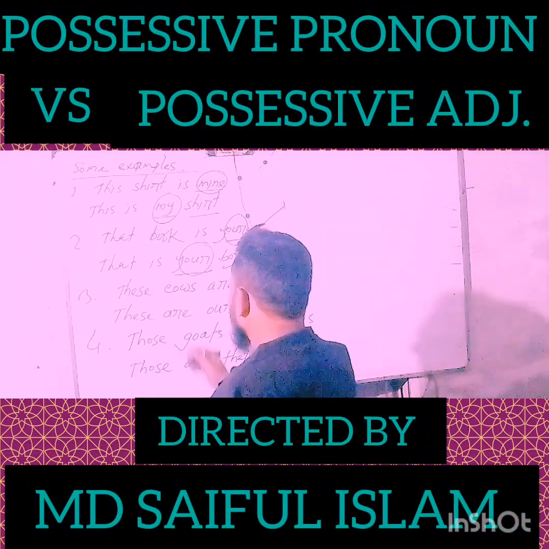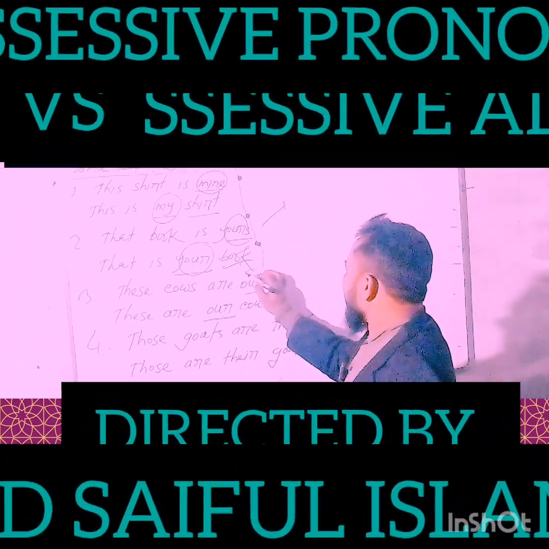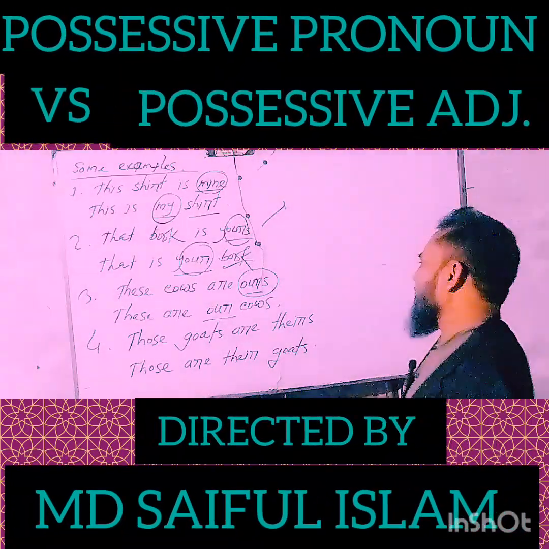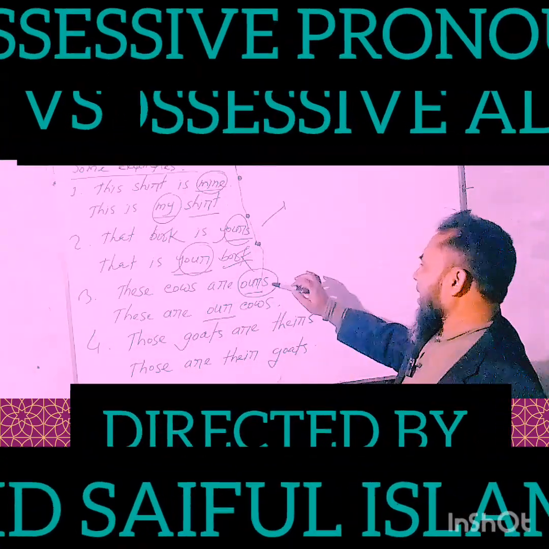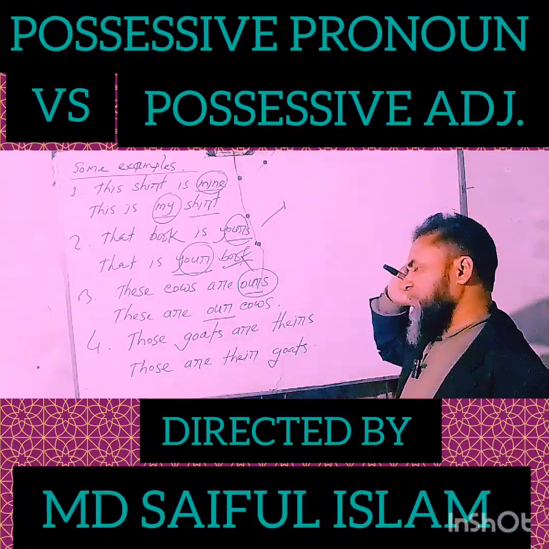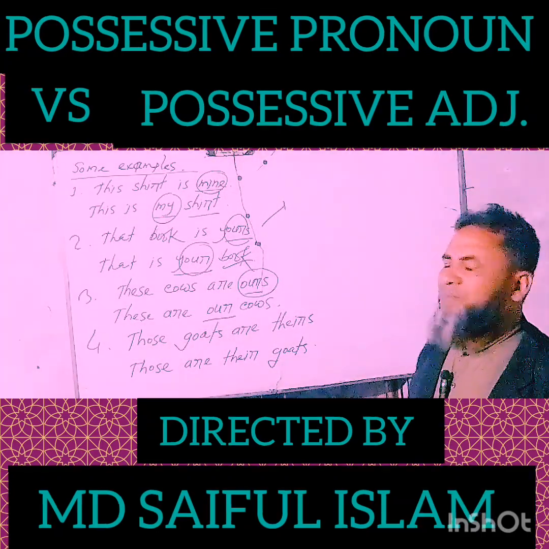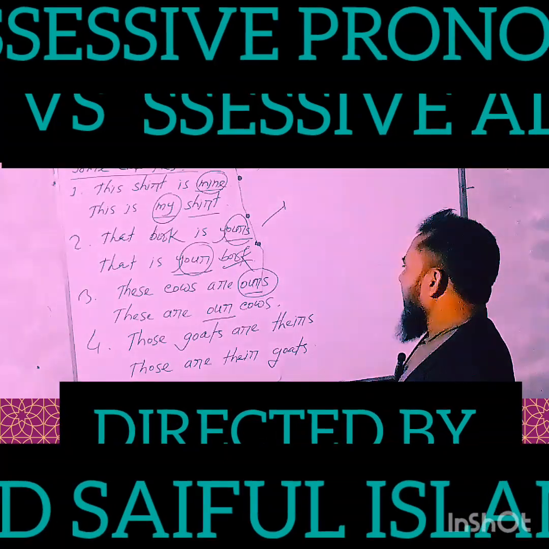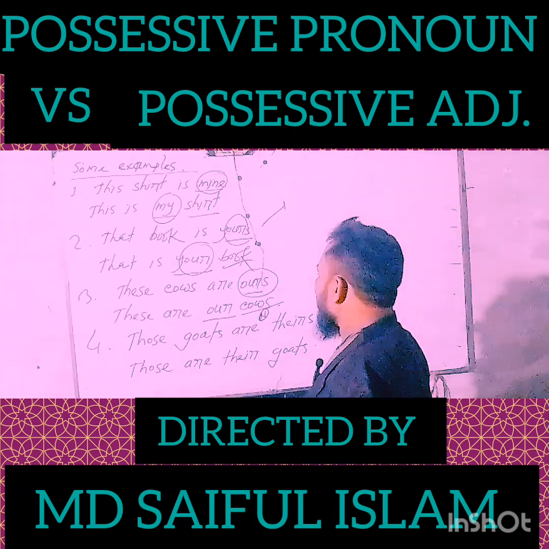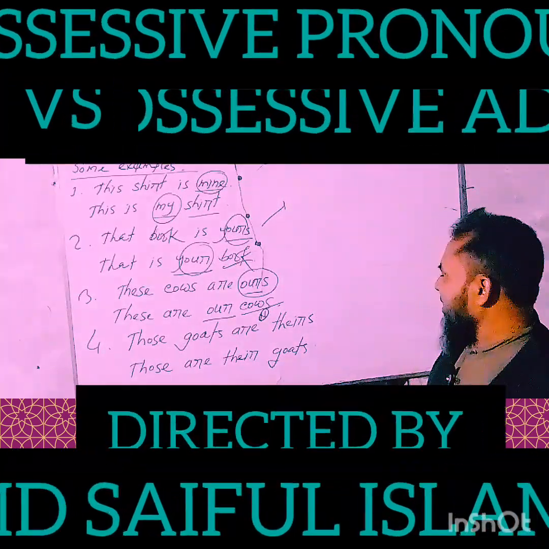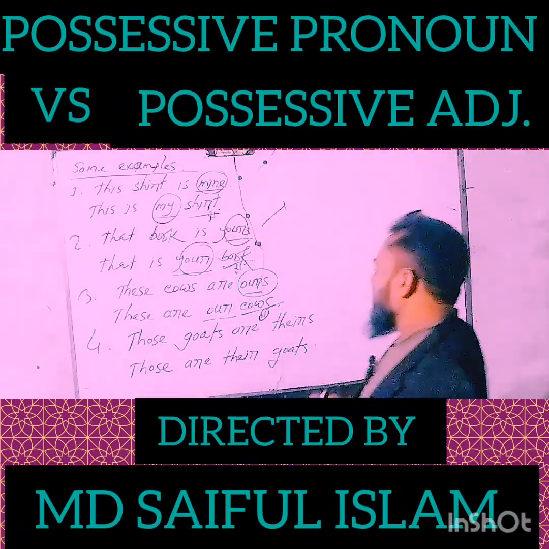Example number 3. These cows are ours. These are our cows. In this sentence, ours is, of course, a possessive pronoun, because ours indicates the relationship of a thing, but our is a possessive adjective, because it not only indicates the relationship of a thing but also modifies a noun. In this sense, I can say that our is a possessive adjective, but ours is a possessive pronoun. Okay, my dear learners, I hope you have understood clearly.